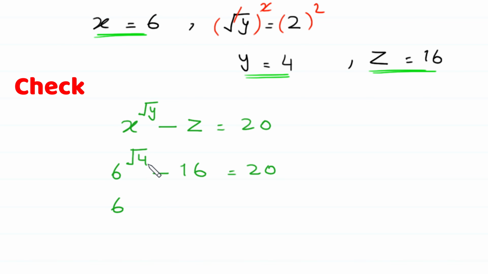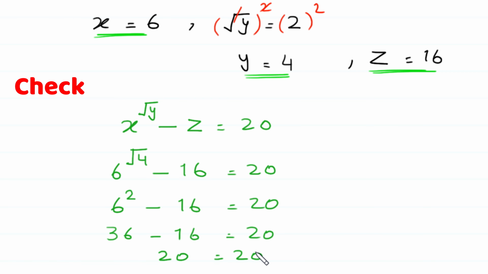6 to the power square root of 4, which is 2, minus 16 is equal to 20. 6 square is 36, minus 16 is 20, is equal to 20. From here you can see that the left hand side is equal to the right hand side. So it is proved that the value of x, 6, is correct, and the value of y, 4, is correct, and the value of z, 16, is correct.